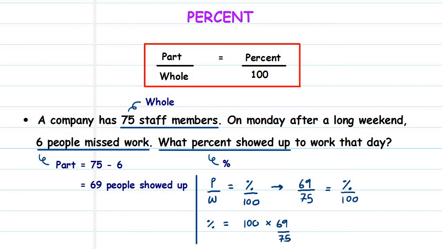We can simplify this. This is going to give us 3, and this is going to give us 4, and this is going to give us 23. So 4 times 23 is going to be 92. And that is the answer. 92% show up to work that day.